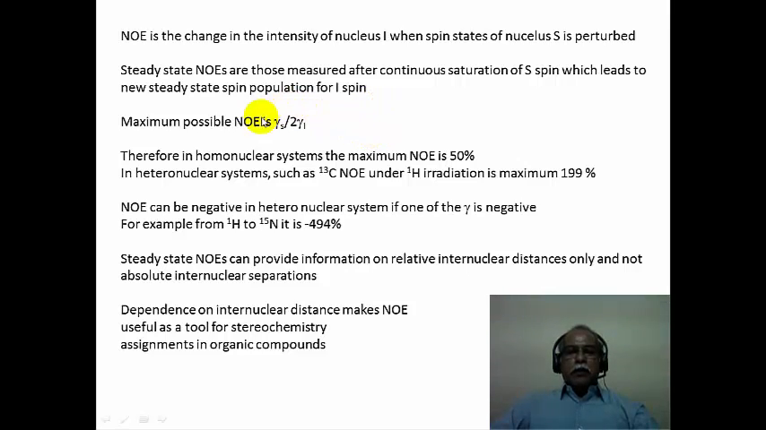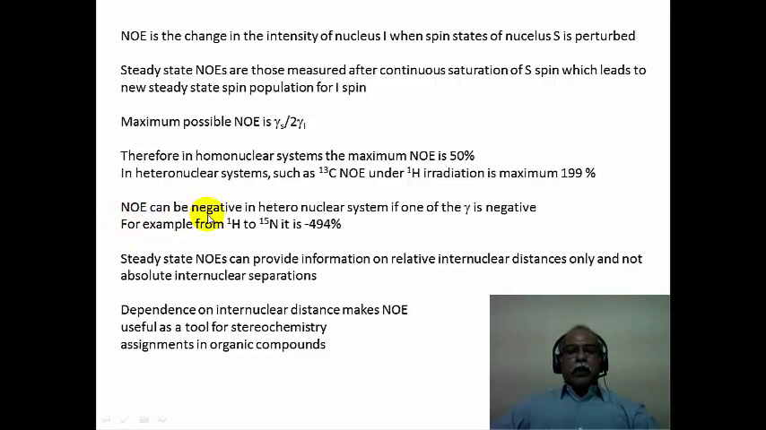The maximum possible NOE is given by the expression gamma S, which is the nucleus undergoing double irradiation or saturation, over 2 times the gamma of I, which is the observable nucleus in this particular case. Therefore, in a homonuclear system, the maximum NOE observable is 50% because the gammas will be the same. In the heteronuclear system, of course, it depends on the gamma values. If both nuclei have positive gamma, then just like in the case of carbon 13 and proton, the NOE would be a maximum of 199%. It can be much higher also if the gamma is higher.